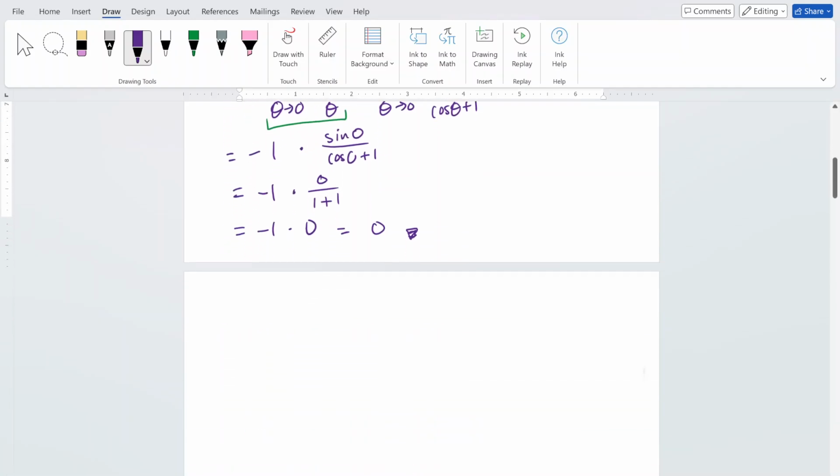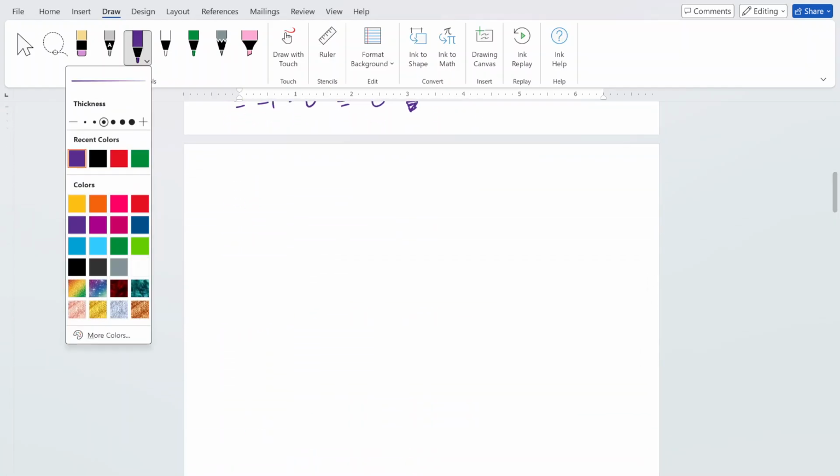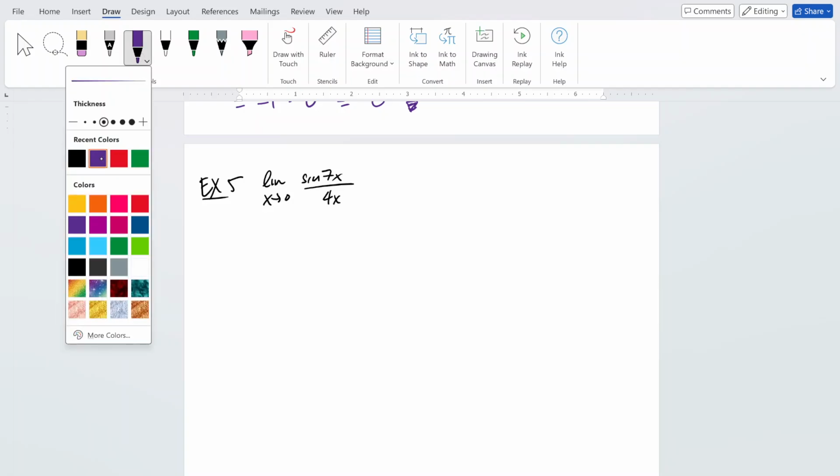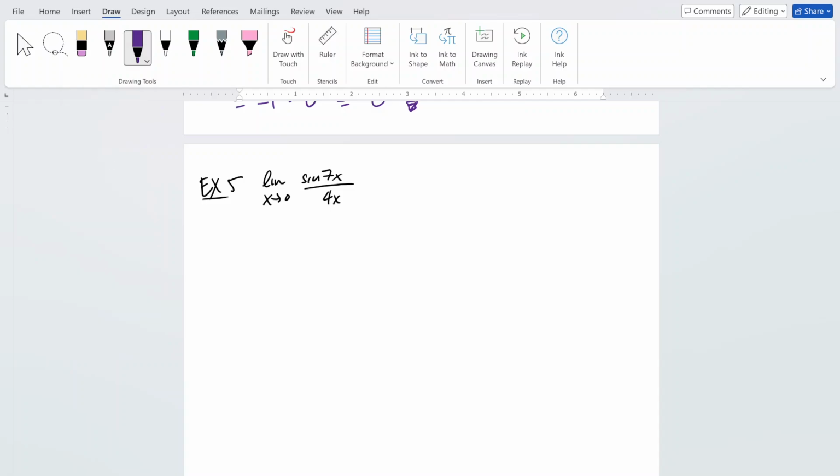So let's do some examples. This is example number 5, I believe. The limit as x goes to 0 of sine of 7x over 4x. So when I'm trying to solve this limit, again, plugging in 0 directly, you get sine of 7 times 0, which is 0, so sine of 0 is 0. And then underneath, 4 times 0 is 0, so you have 0 over 0.